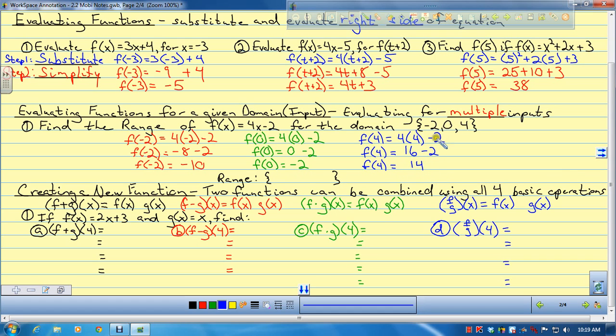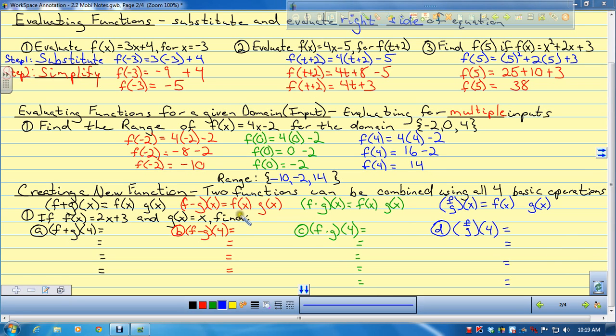Therefore, if I have a domain of -2, 0, and 4, I will have a range of the output values, which was -10, -2, and 14. Okay.